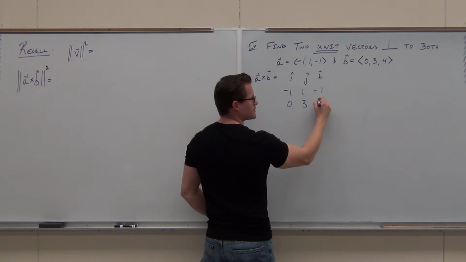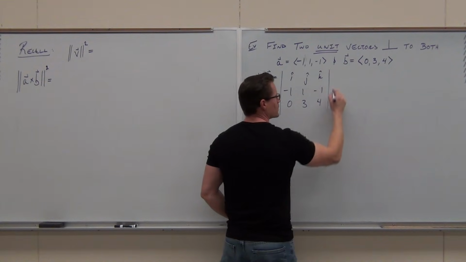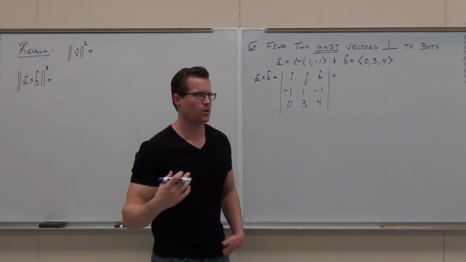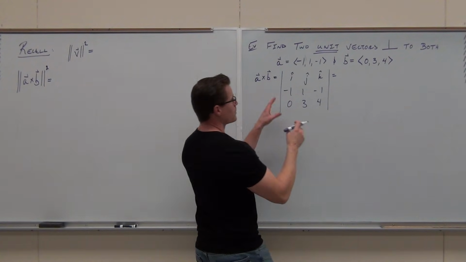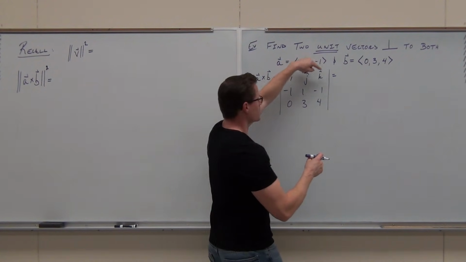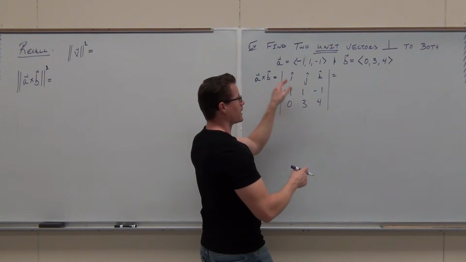I'm really careful not to forget any signs. I want to be pretty organized in my work. I also don't want to do a whole lot of shortcuts because I know myself. I know I'm going to make some mistakes on signs if I do. So the way we do it, we go, okay, double check, -1, 1, -1, 0, 3, 4. We got that. We got I, J, and K.